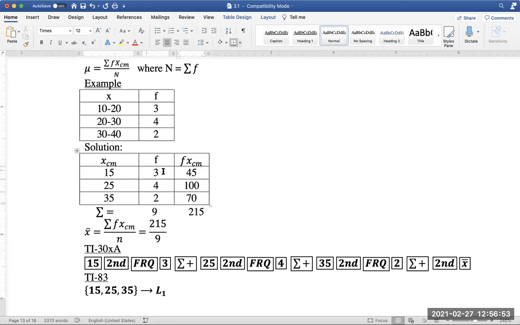Add: 3 plus 4 plus 2 is 9. 45 plus 100 plus 70 is 215. So my answer is 215 over 9.